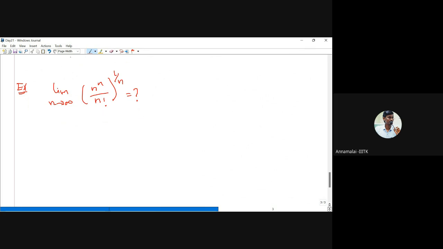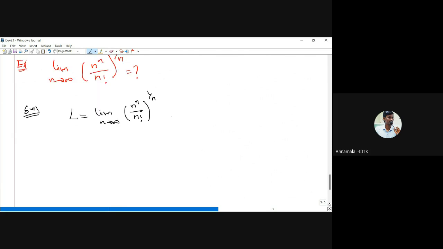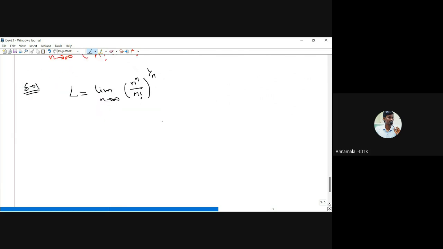Now we call the limit L, and then we have to find the value of L. So, solution: we call L the limit of this, limit as n goes to infinity of (n^n / n!)^(1/n). Now we need this 1/n before the summation; otherwise, after the limit, we need 1/n. Therefore, take log on both sides. Therefore, log L equals limit as n goes to infinity of (1/n) times log of this.